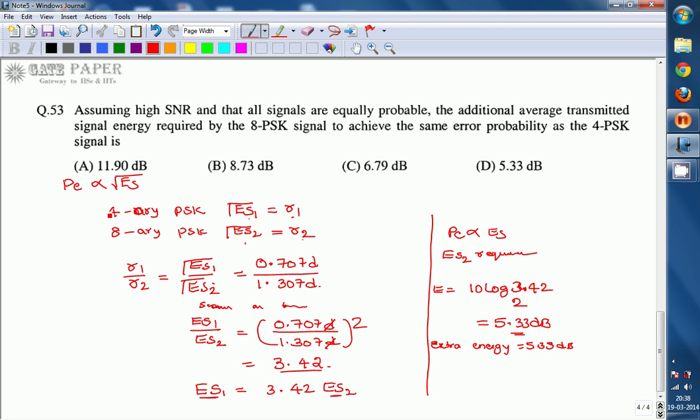Okay, the 4 array PSK is considered as R1, that is ES1, and 8 array PSK is R2, that is ES2. The ratio of R1 to R2 we already got. From that we got the relation ES1 equal to 3.42 times ES2. That is nothing but the probability of error of the first is 3.42 times that of the second. To get the same probability as the first one, the second one should be 3.42 times. This 3.42 times converted to decibels gives 5.33 dB. So 5.33 dB is the option, that is nothing but D. The answer is D.